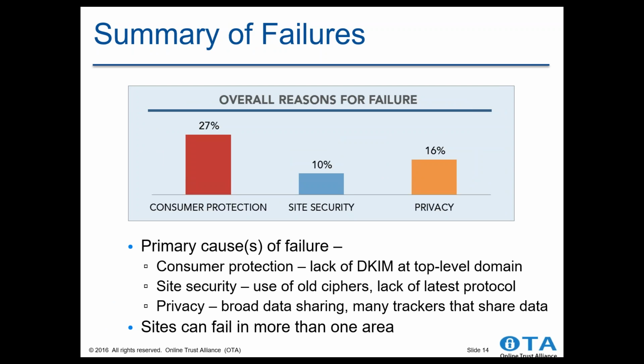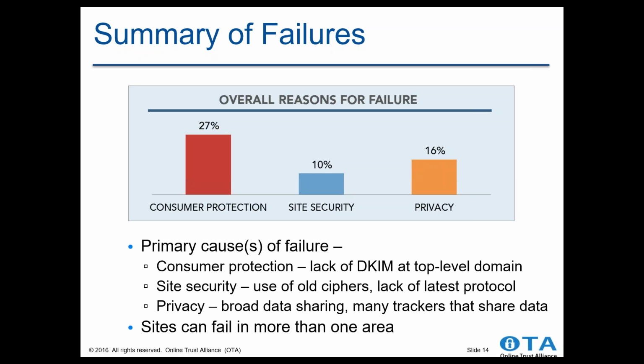If we look at what caused failures of those three buckets that Craig described that we assessed, the consumer protection category was by far the biggest driver of failures, and that's primarily driven by email authentication. We'll go into what we look for in a few slides, but the number one cause of failures was lack of DKIM, one of the email authentication methods, at the top level domain for the company. That was a reason for failure in many sectors.